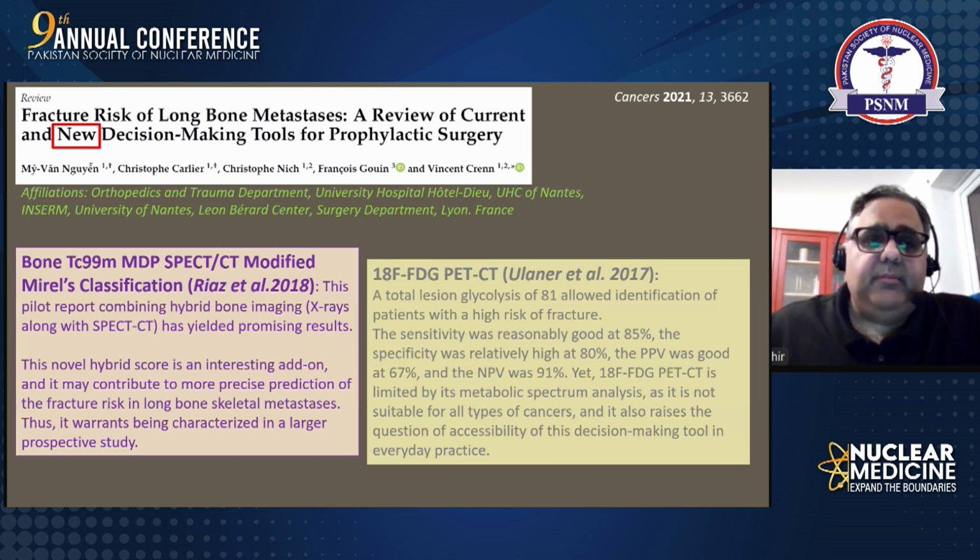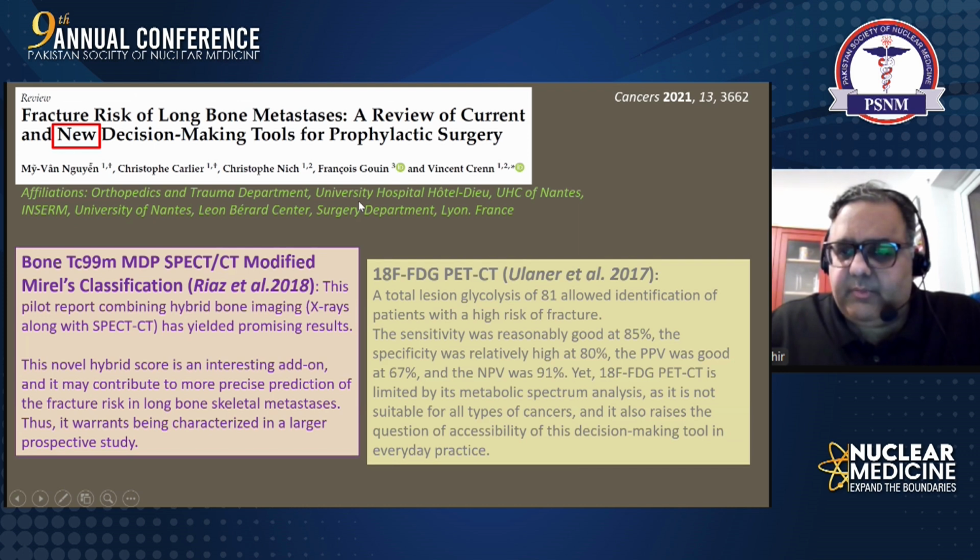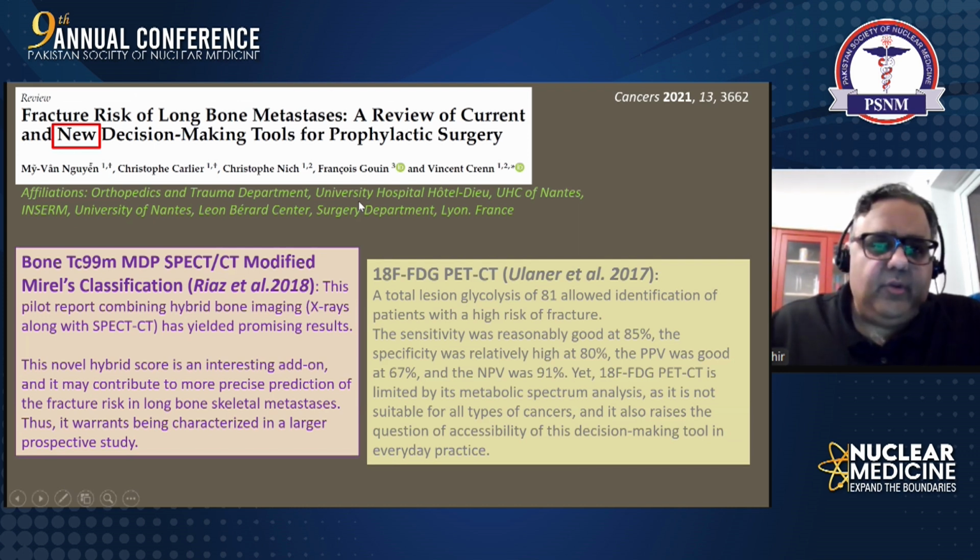So basically, going back to the new tools of decision making about prophylactic surgery, I've shown you two papers, one with bone SPECT-CT, modified Mirels scoring, and the other from the use of FDG PET-CT. So these are the new tools. Now you can see that this paper on SPECT-CT was published in 2018. The FDG paper was published in 2017. This review was published in 2021.